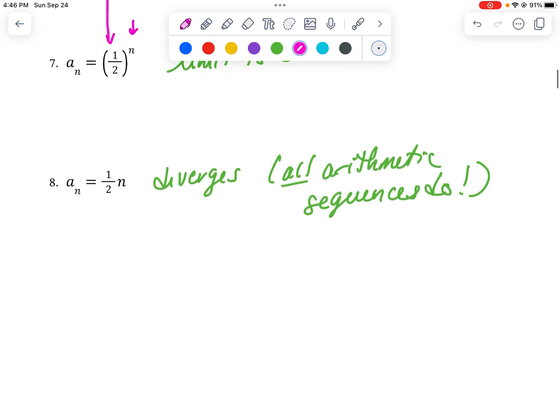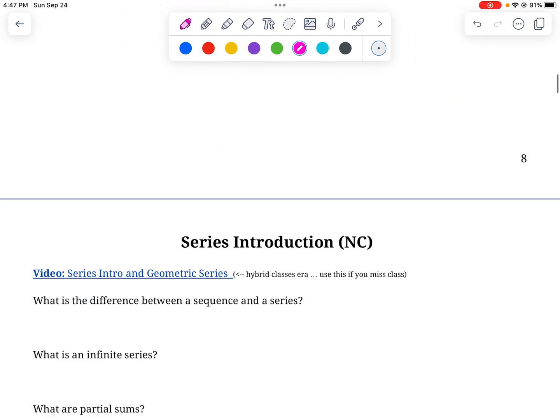And you might recognize this as being an arithmetic sequence. If we plug in 1, and then we plug in 2, and then we plug in 3, you can see that we are just constantly going up by a half. And that's what we mean by an arithmetic sequence, that there's a constant rate of change. But all arithmetic sequences are very, very boring in terms of convergence and divergence in that they all diverge. So we don't spend a lot of time on arithmetic sequences for that reason.